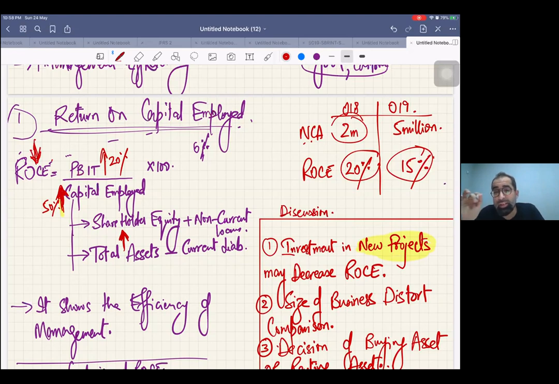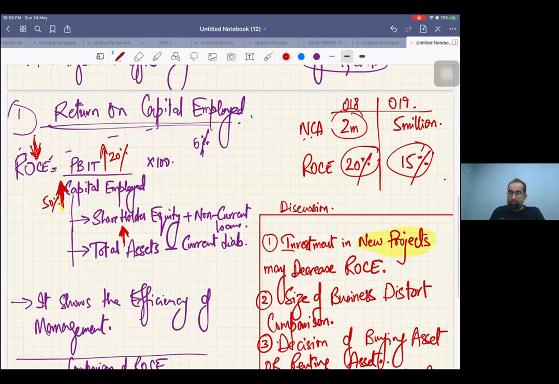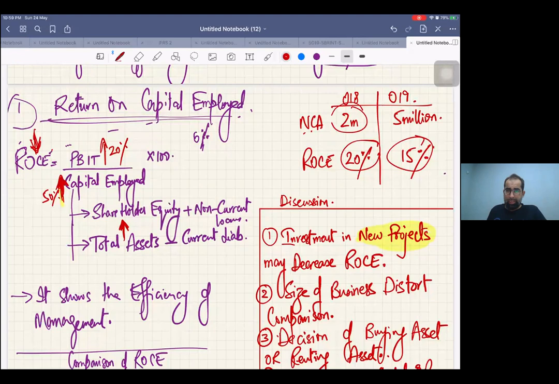This is the real commentary. This is the real answer, right? Okay. So don't forget that investment in new projects may decrease your ROAS. Think over it.